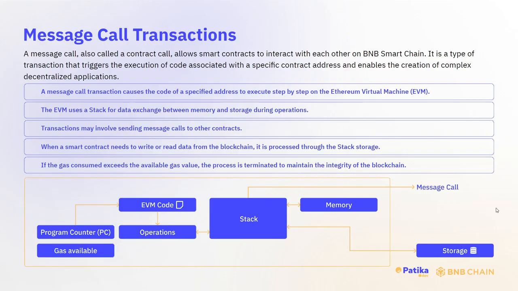The called contract can also modify the stack, adding or removing values as needed. So in this regard, the stack is a crucial part of the message call mechanism in the Ethereum Virtual Machine because it provides a way for contracts to interact with one another and to modify the state of the blockchain.